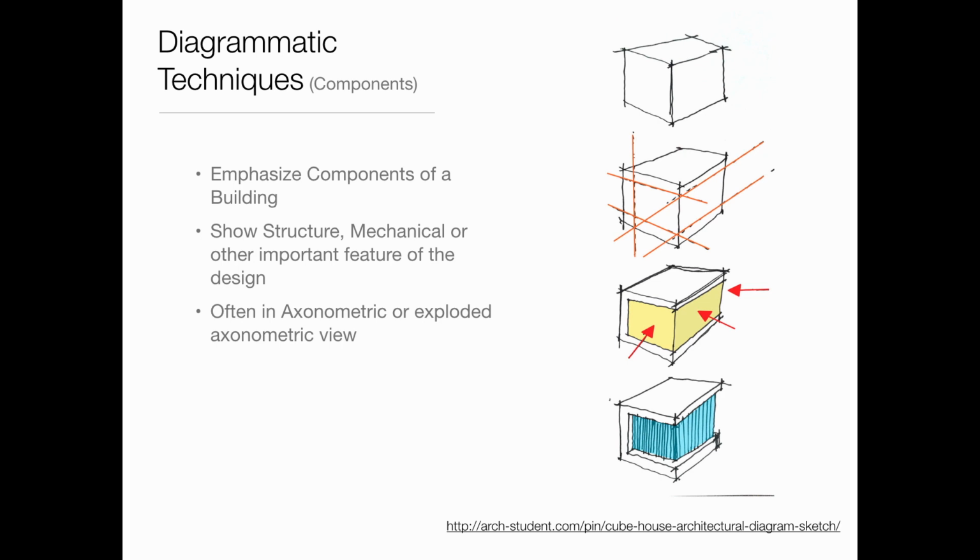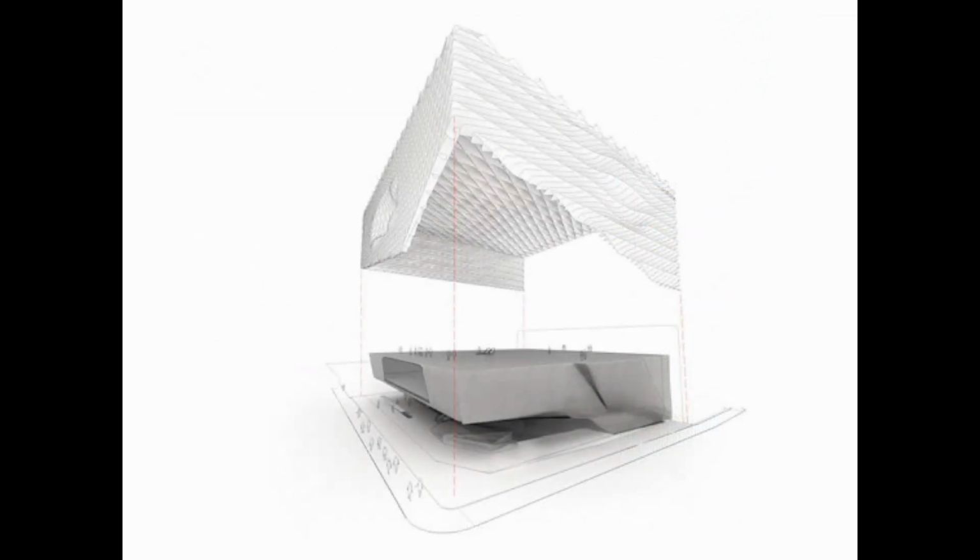Components, building components. This is where you could think of it as an exploded axonometric. It's where we're pulling apart pieces of the building, or we're showing only a few pieces of the building. We're taking the front wall off so we can see inside. We're showing just the structure, those kinds of things. And so it might be something like this.